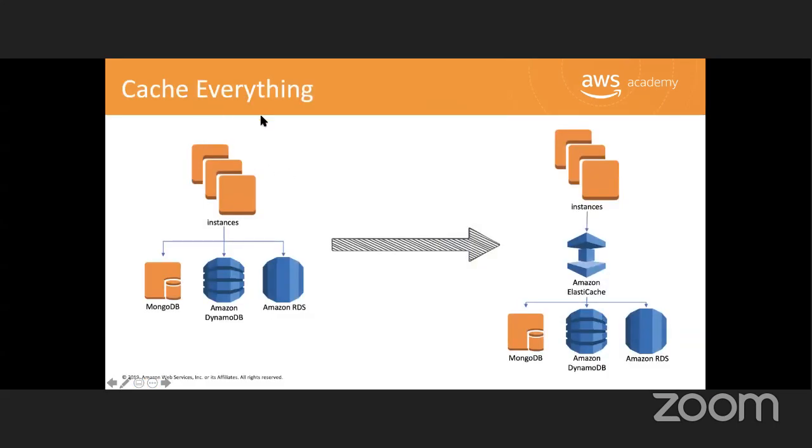So cache everything, okay? Databases can be cached to Amazon ElastiCache. Database types include NoSQL instances like MongoDB or Amazon DynamoDB, and also include relational database servers, right?